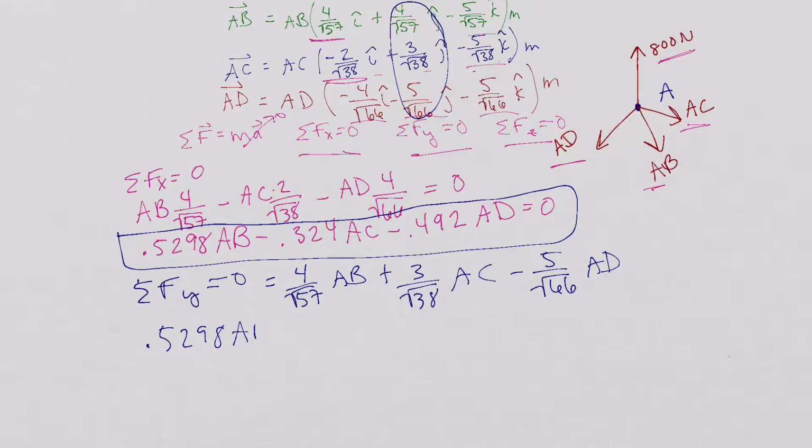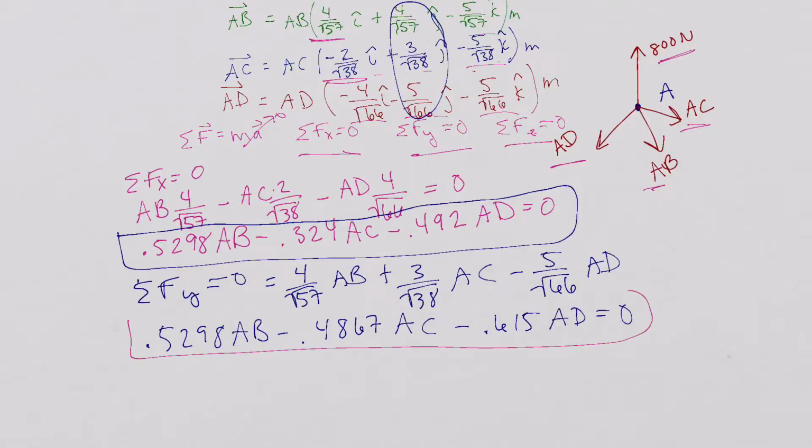0.5298 AB minus 3 over the square root of 38, 3.4867 AC minus 5 over 66 square root, 0.615 AD equals 0. So that's our next equation. So we have two equations. We need one more. Fortunately, we have one more that we can do.